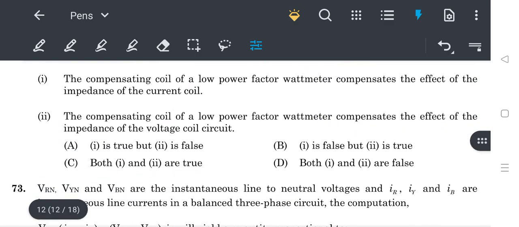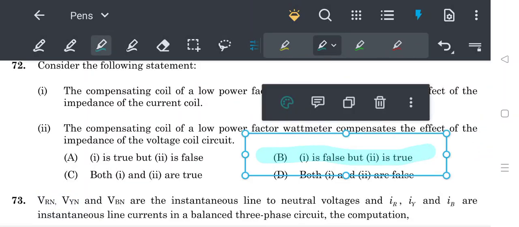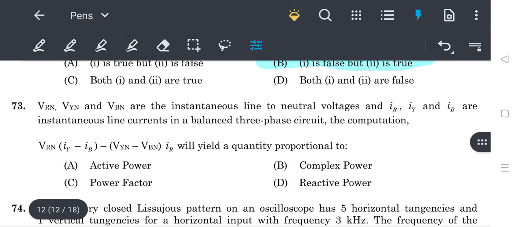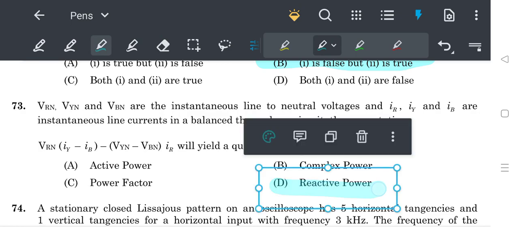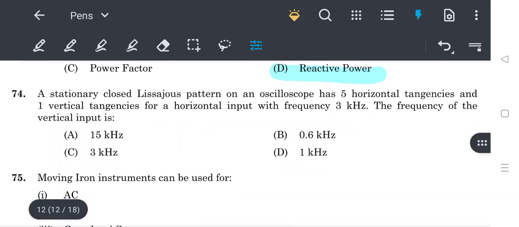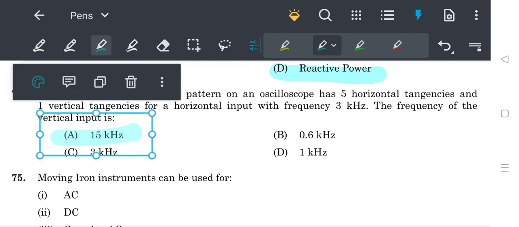Next, consider the following statements. The compensating coil of a low power factor wattmeter compensates the effect of the impedance of the current coil. The compensating coil of a low power factor wattmeter compensates the effect of the impedance of the voltage coil circuit. So the answer is option B. The answer to the next question, 73, is option D, reactive power. The answer to 74 is option A, 15 kHz.